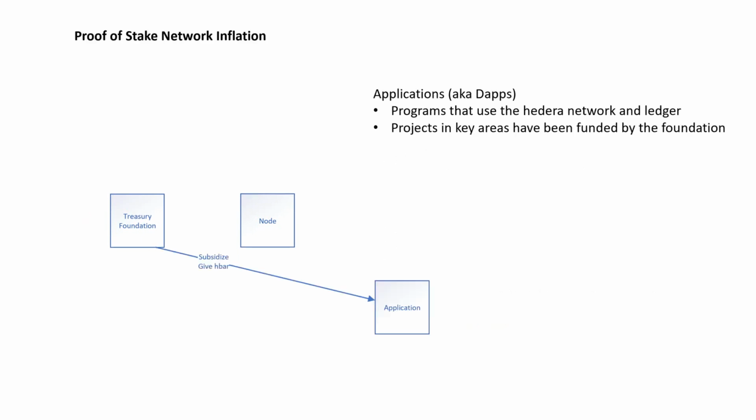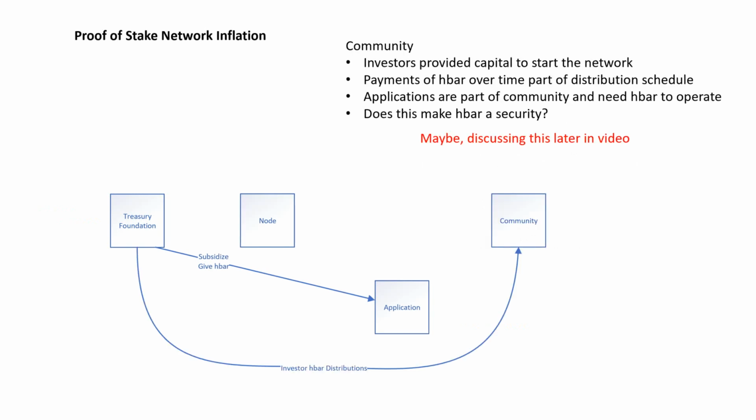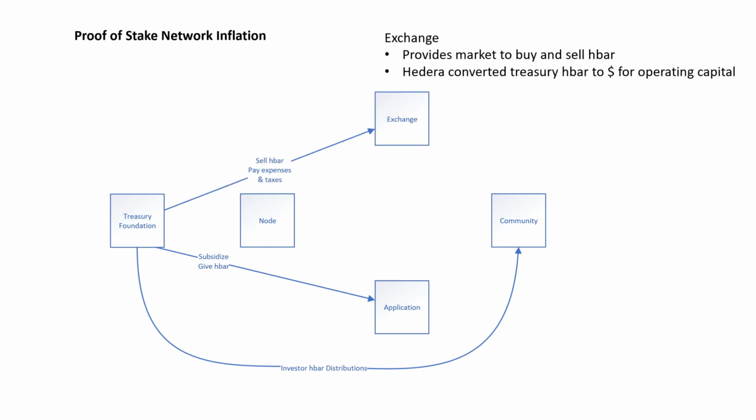First, they started by creating the HBAR Foundation that subsidizes applications in key areas. Second, investors that provided capital to start the network are given HBAR distributions over time according to scheduled payouts. And third, the treasury sells HBAR to pay expenses and taxes. When they sell HBAR to pay for expenses and taxes, it is done through a third party and is controlled over time. They do not dump HBAR onto the network.